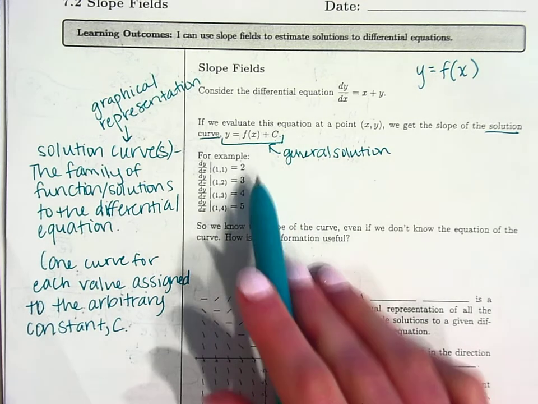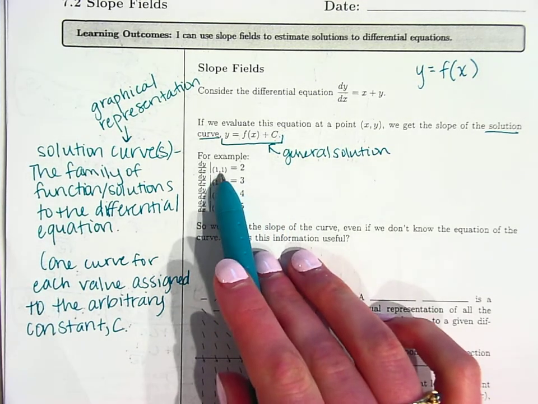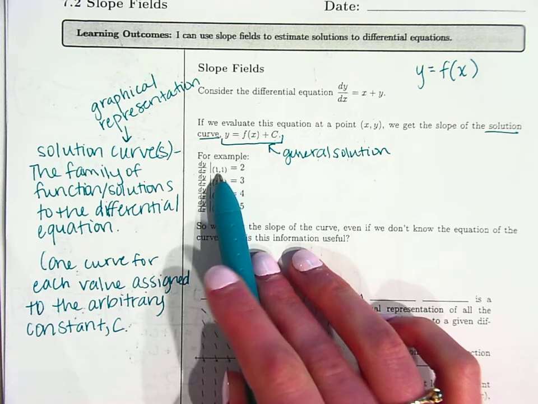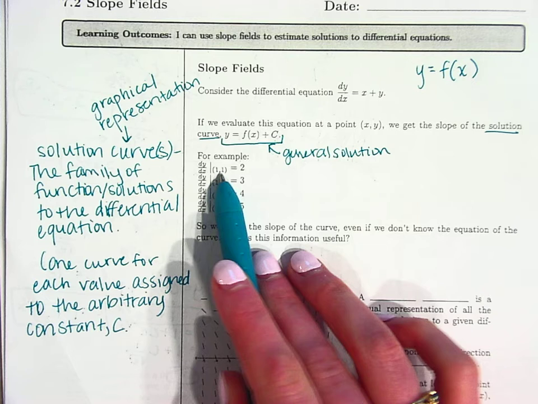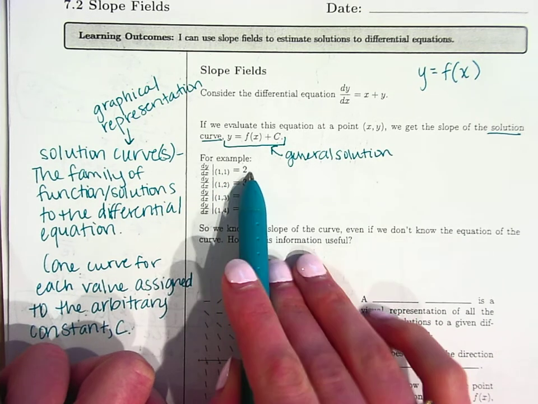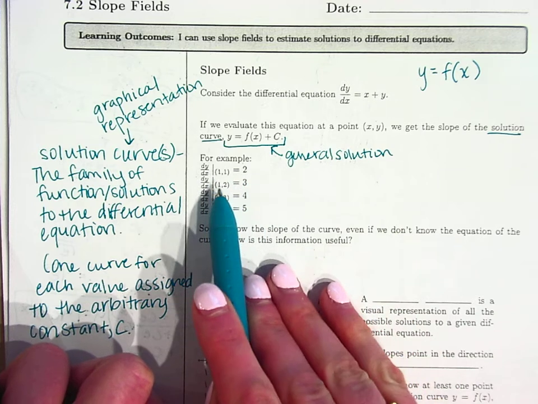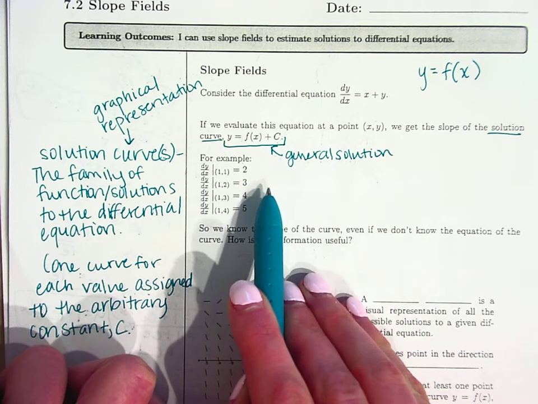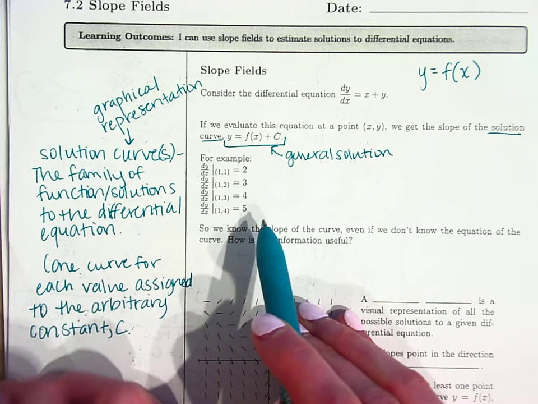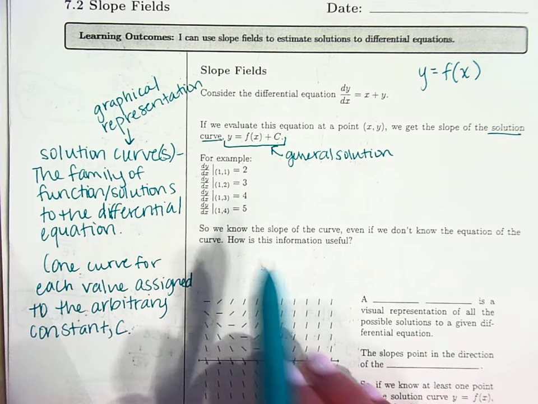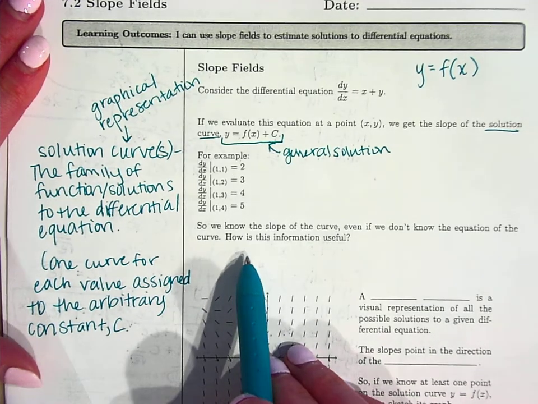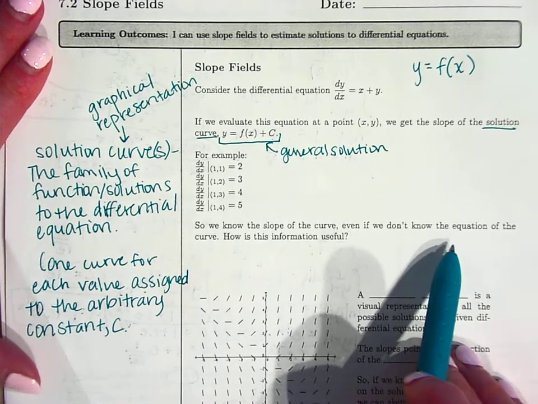Okay, so now going back, where they give us different x and y values that we can use to plug into the differential equation to see what the slope is at these points. So at the point 1, 1, the slope of the curve is 2. At the point 1, 2, the slope is 3. At the point 1, 3, the slope is 4. And at the point 1, 4, the slope is 5. So we know the slope of the curve, even if we don't know the equation of the curve.